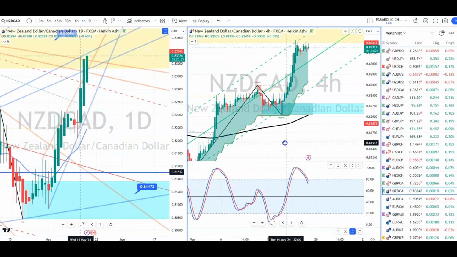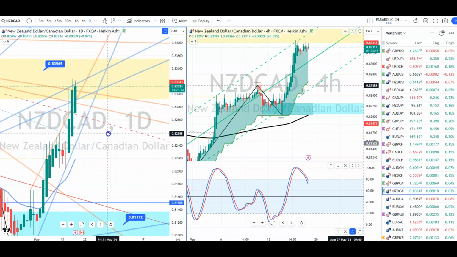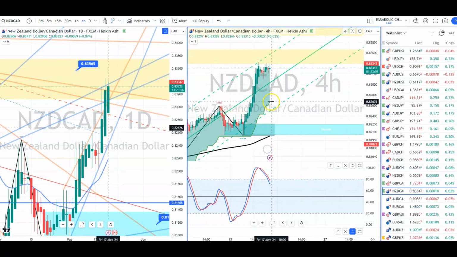New Zealand Canadian, there's another one there, as you can see. Now, you don't want to be in these positions when it comes up into liquidity here, because it's highly likely there's going to be some kind of reaction there, a liquidity grab or a liquidity sweep. 83.56 is the target. Your stop now is 82.68. No other trends in play. Let's have a look at the price action charts.